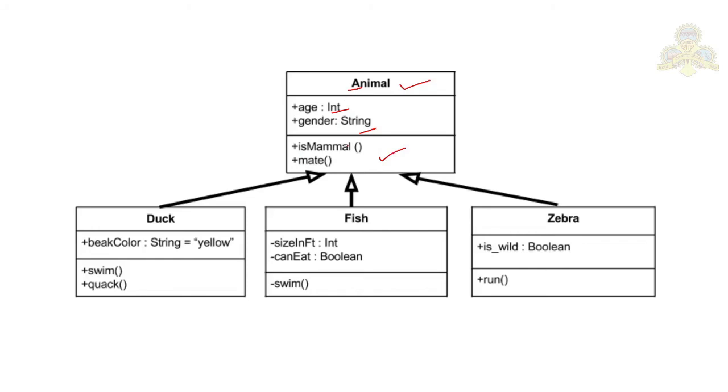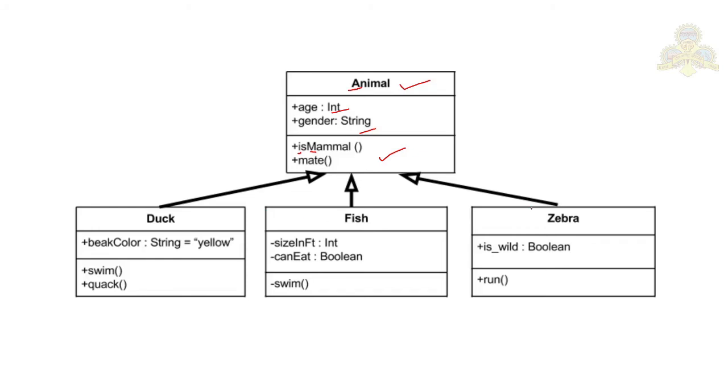That is memo. Here the first letter is small and the second word's first letter is capital. And whenever it is a function, you should have these opening and closing brackets. Again, this plus represents that it is public.